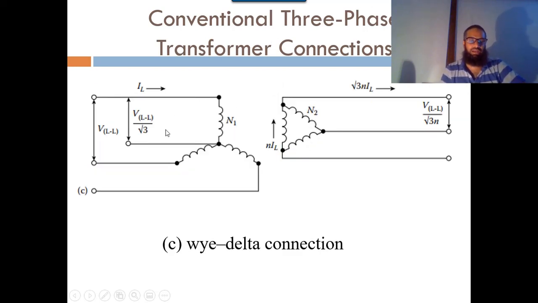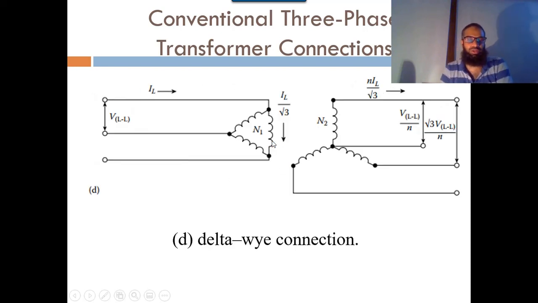Similarly we can have the Y-delta transformer. So the primary side is Y and the secondary side is delta. So we can use this type of transformer too. And the last one is delta-Y. The primary side is delta and the secondary side is Y.